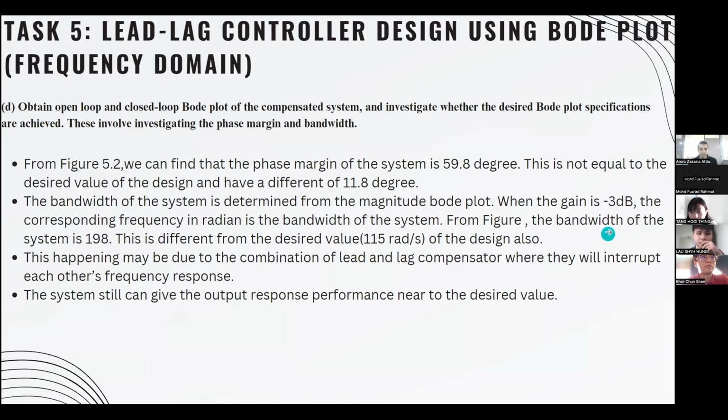Okay, this is the investigation of our design. As mentioned before, the phase margin of the system is 59.8 degrees, which is slightly different from our desired value, a difference of 11.8 degrees. The bandwidth is 198, and actually the desired value should be 115. The reason is also mentioned just now, and it is the effect of the combination of the lag-lead compensator.